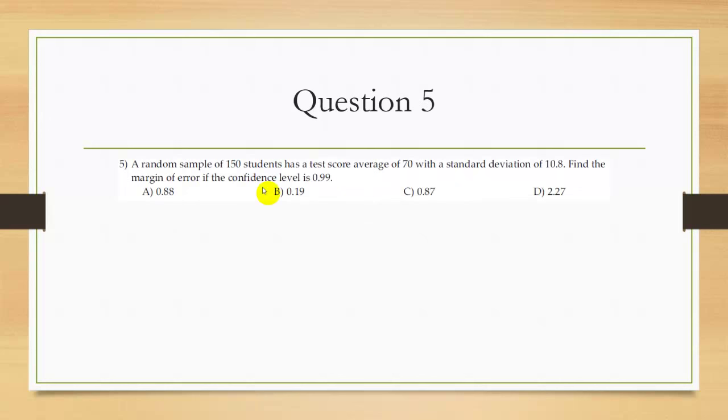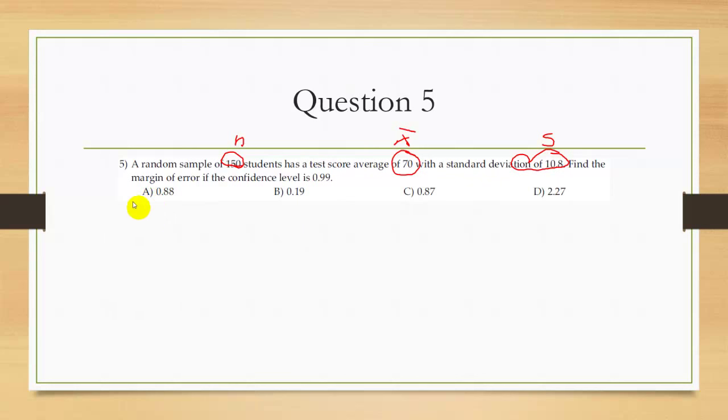For number 5, we have a random sample of 150 students, so that's our n. They have a test score average of 70, so that's coming from a sample, so it's x bar, with a standard deviation of 10.8. Sorry about that weird drawing there. Find the margin of error if the confidence level is 0.99.